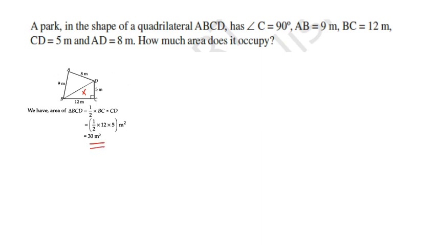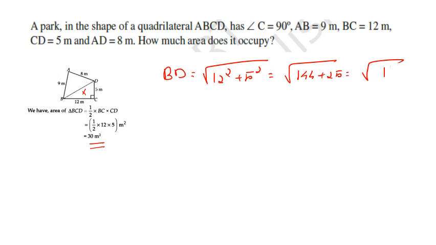Now like in the first problem you can find out BD. BD is equal to what? Root of 12 squared plus 5 squared. So 144 plus 25, root of 169. 169 is what? 13. So what is this side? 13. If this side is 13, then what is area of triangle ABD?